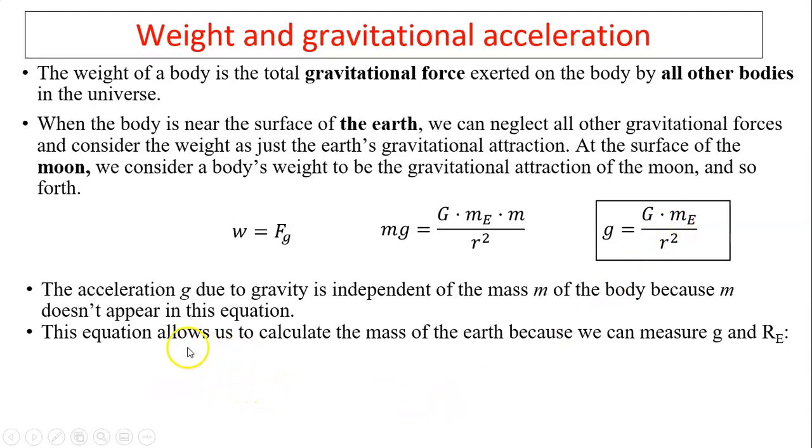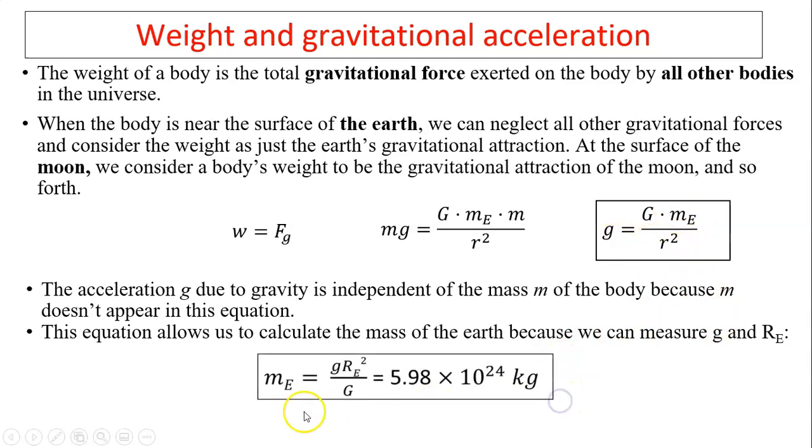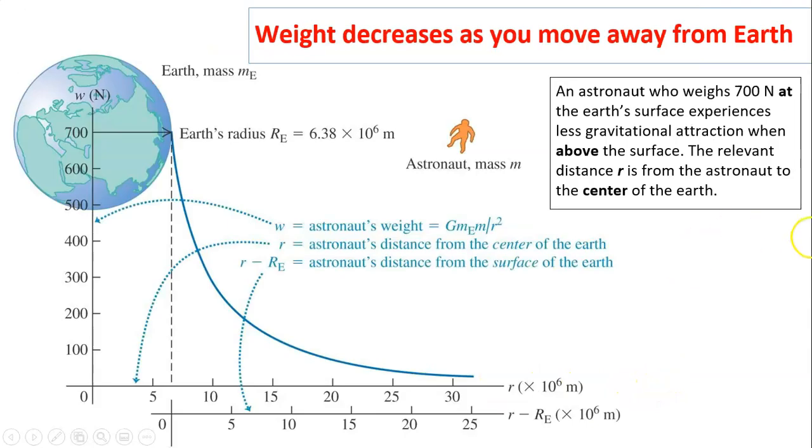The equation also allows us to calculate the mass of the Earth, because we can measure g and R_E. So if we set r to R_E, we can find M_E. M_E equals g times R_E squared divided by capital G, the gravitational constant. So we can determine the mass of the Earth, which is 5.98 times 10 to the 24 kilograms.